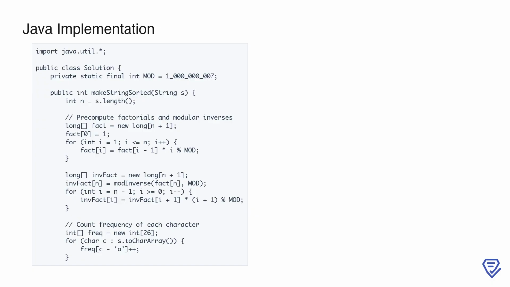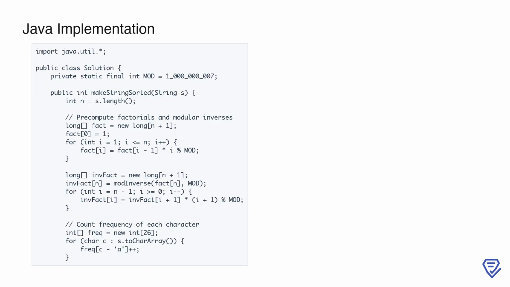Here, we begin by importing the necessary Java utilities and defining our solution class. Inside this class, we declare a constant mod to handle large numbers while ensuring results fit within the constraints of modular arithmetic. The main function, makeStringSorted, takes a string s and calculates the minimum number of operations required to make it lexicographically sorted. We first determine the length of the string and initialize 2 arrays, fact for storing factorials and inv_fact for their modular inverses.